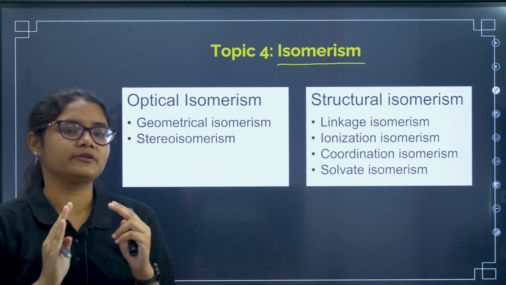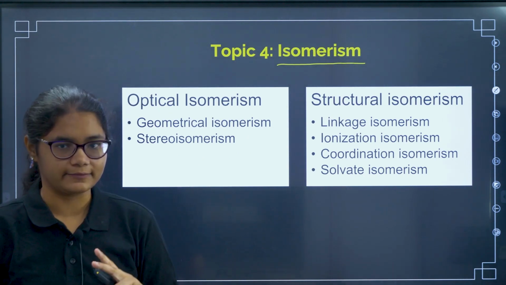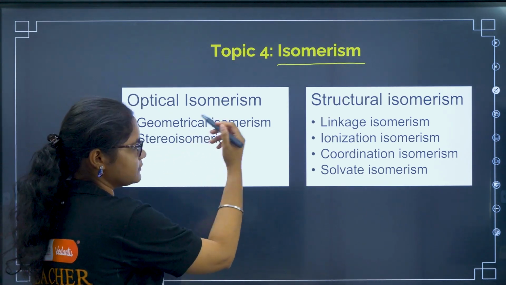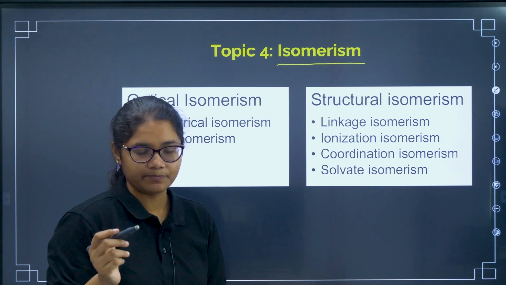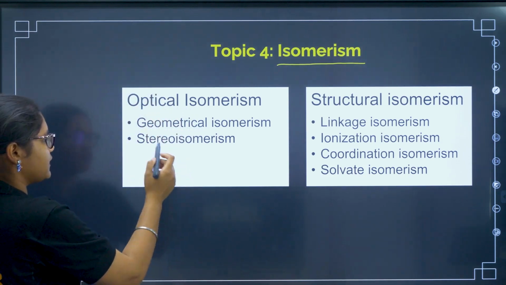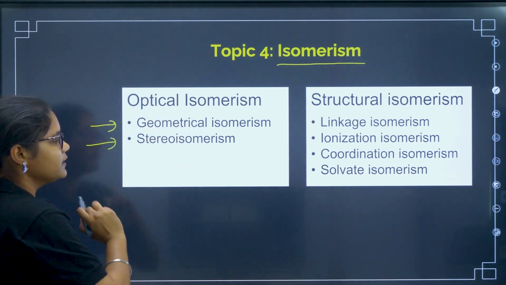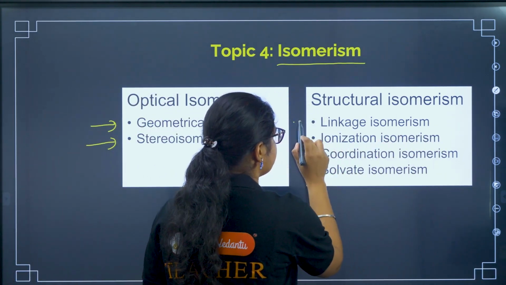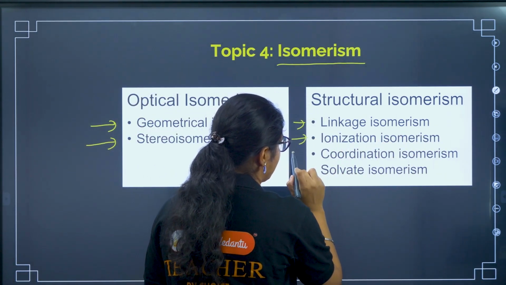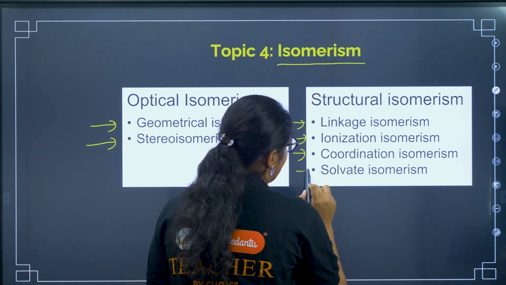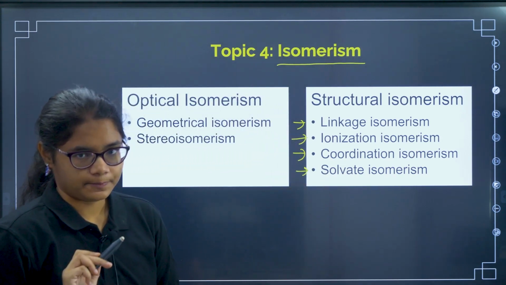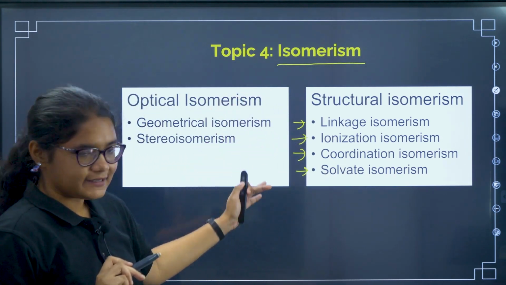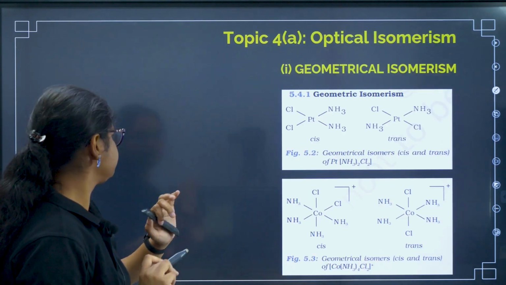Next, coming to the most important topic, isomerism. First of all, you have to understand isomerism is of 2 types. First is your optical isomerism and another is your structural isomerism. In optical isomerism, again we have 2 types, geometrical isomerism and stereoisomerism. Whereas in structural isomerism, we have linkage isomerism, ionization isomerism, coordination, and then solvent isomerism. We will discuss their examples in detail.